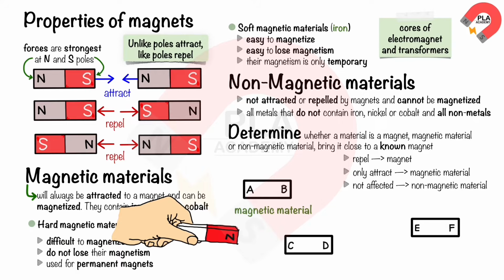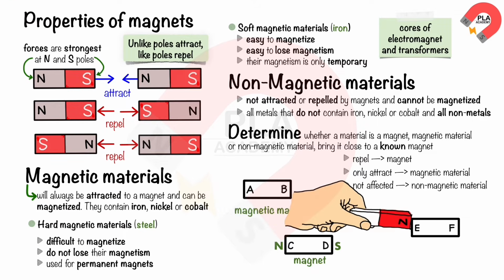When a north pole is brought near the end C, they repel each other. This shows that bar CD is a magnet, and the end C is a north pole, so the end D is a south pole. When a north pole is brought near the end E, nothing happens. This shows that bar EF is a non-magnetic material.